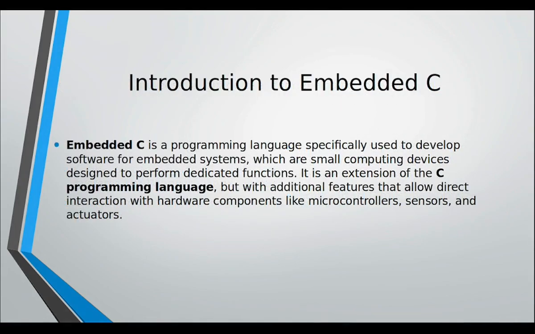Coming to the introduction to embedded C. Embedded C is a specialized version of the C language. It is used to write software for embedded systems, allows direct hardware access, and can interact with components like sensors, displays and actuators. It is simple, efficient and suitable for real-time operations.